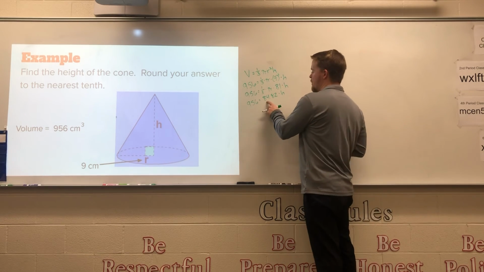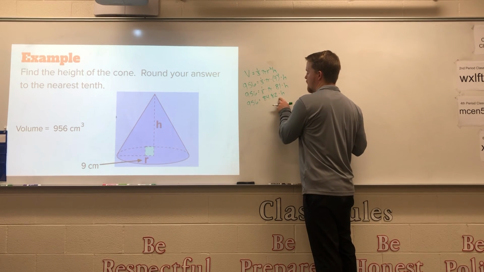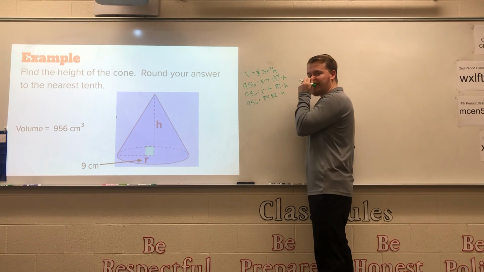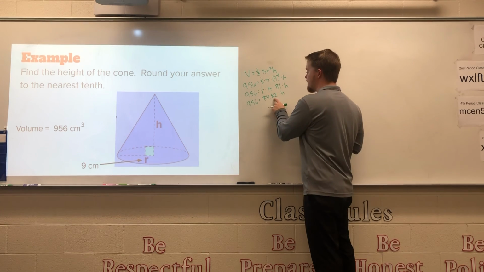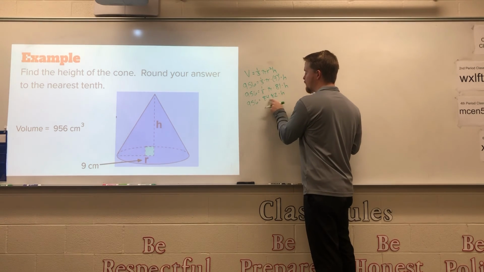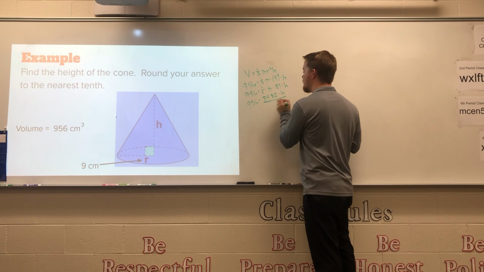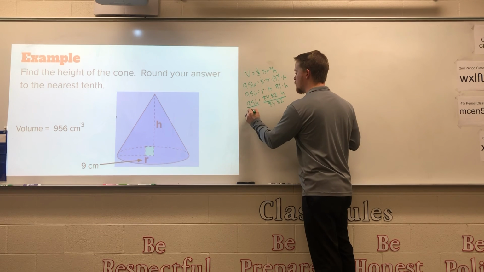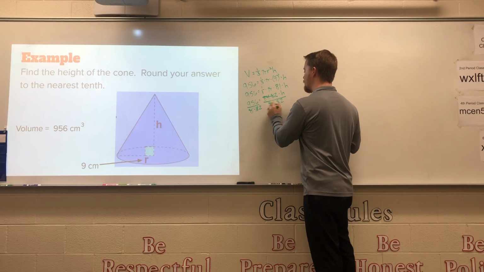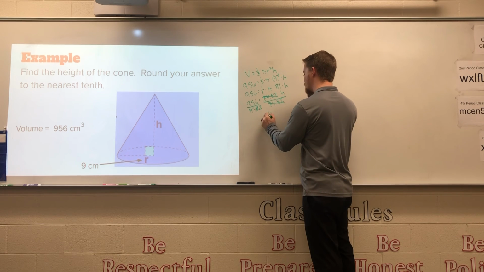Okay, last step, we're going to take 84.82 times h. If it's being multiplied, but we have to solve for h, we're trying to find what h is. We need to get it by itself by opposite operations. So that means this needs to move over here. Since it's being multiplied, the opposite of multiplication is division. So I have to divide both sides by 84.82. So 84.82 is divided on both sides. Those 84.82s cancel, leaving you with h, which is what you need.